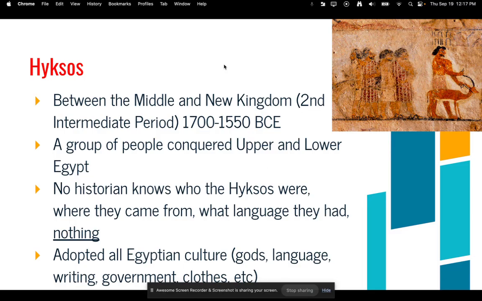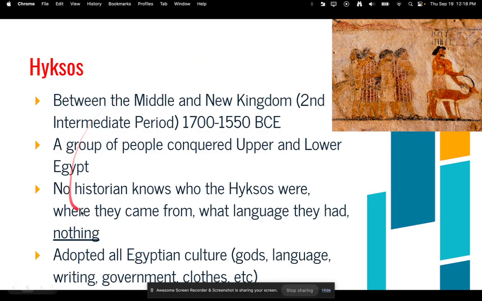which was from 1700 to 1550 BCE. Now, the Hyksos were a group of people who conquered Upper and Lower Egypt. Okay? The weird part of them is that no historian knows who the Hyksos were, where they came from, what language they had, nothing. Historians know nothing about these people who came in and conquered Egypt.